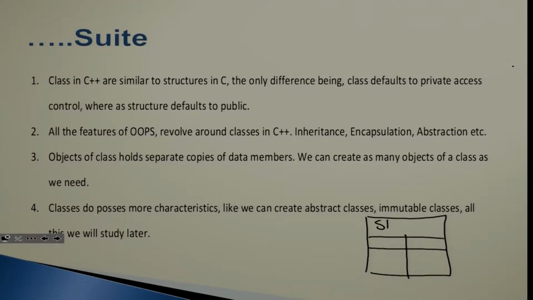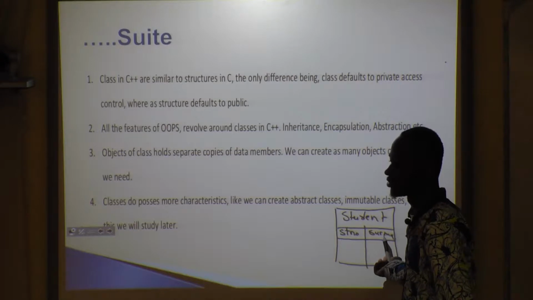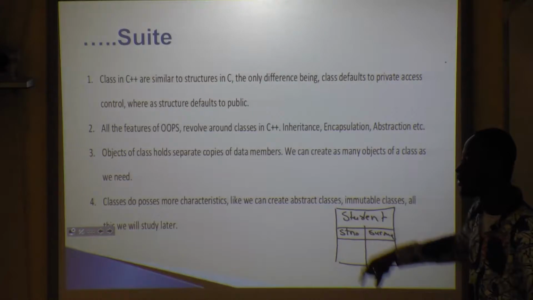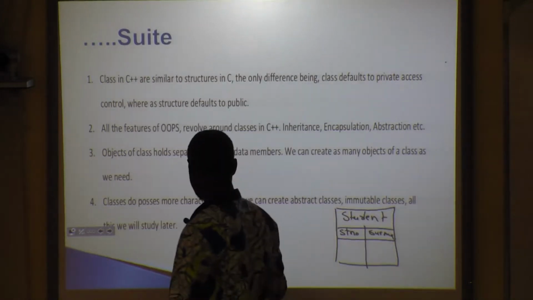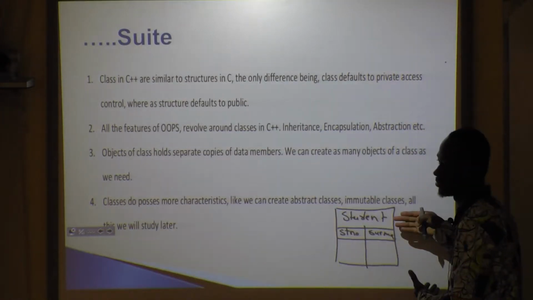Let me just give an example. This is the student, and then I'll be having student number, and let me just say surname. You remember, this is how you create your structures, and those were the elements of your structures. So this way it is similar to the structure in C, because even when we come to classes, you're still going to have those same things. Your table is still going to look the same.